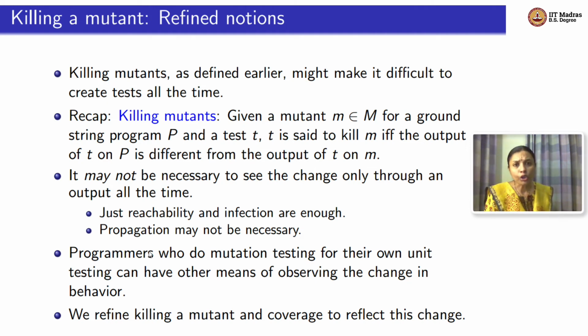Instead, what do you want for a mutant to be killed? At the statement where I apply the mutation operator, if the state of the program, ground string, is different from the state of the mutant, for the statement or the variable that I suspect is supposed to have an error, then that is enough. So killing the mutant can be refined as strongly killing and weakly killing.